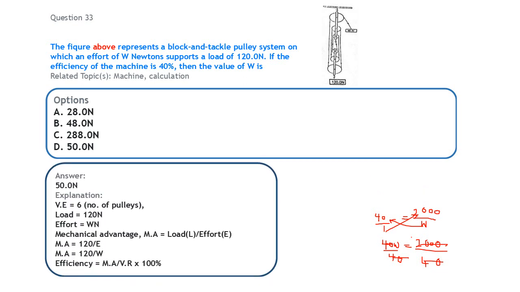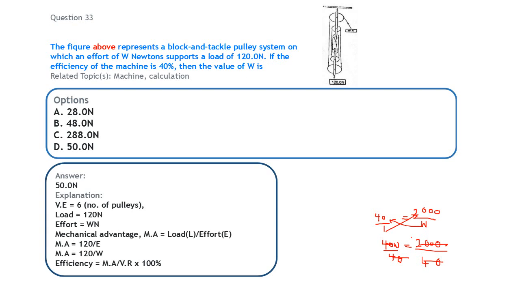The velocity ratio of a pulley system is equal to the number of pulleys that you have in that system. Now if you look at this pulley system here, we count the pulleys: 1, 2, 3, 4, 5, 6. There are six pulleys. So the velocity ratio here is 6. The load here is 120 newton. The effort is W newton, which is what we have to calculate.